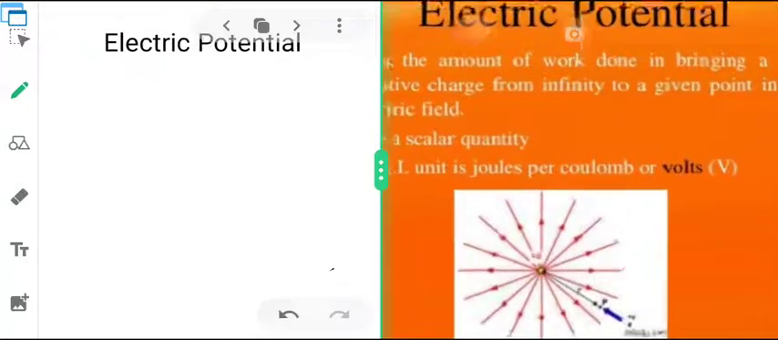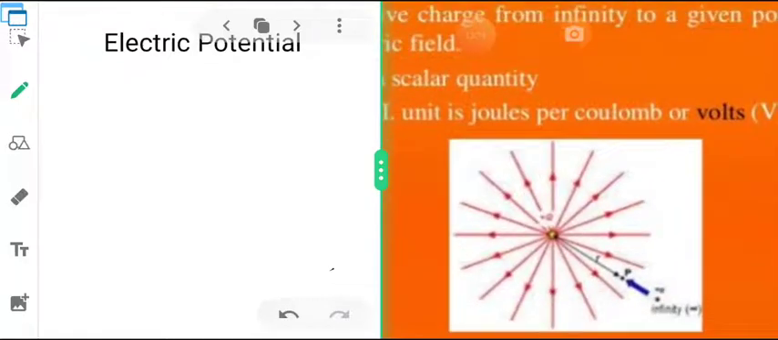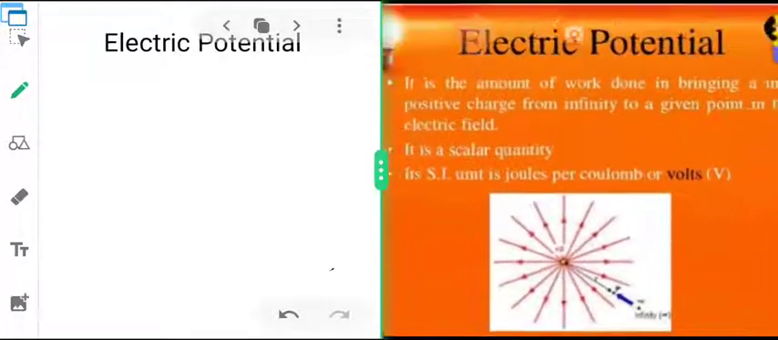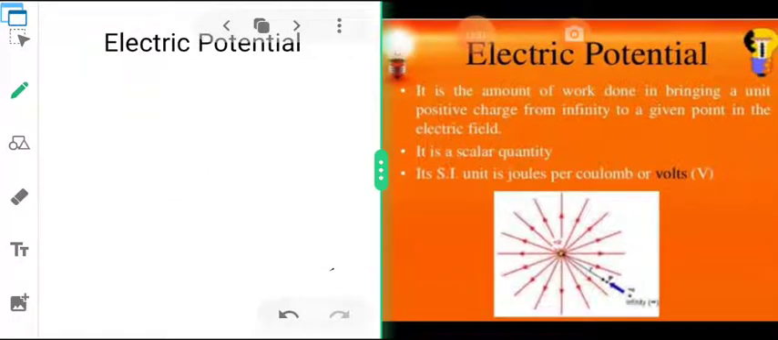In the picture, you can see that from infinity a positively charged particle is being brought into the electric field. This sort of pattern you have seen in the previous simulation. So when the positive charge is being brought from infinity to a point inside this field, whatever the amount of work done, that work done divided by charge gives us the value of electric potential at that point.